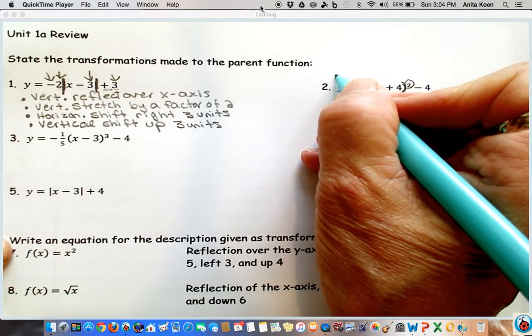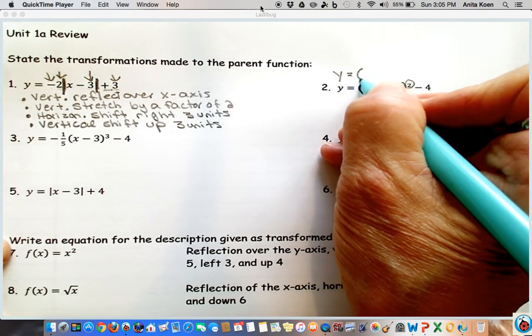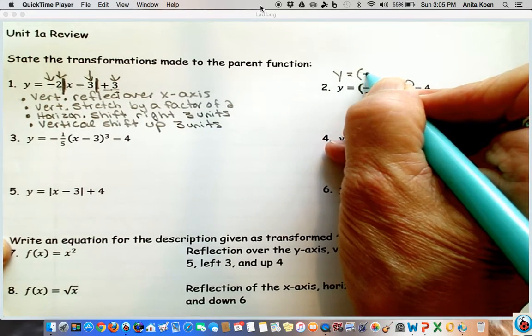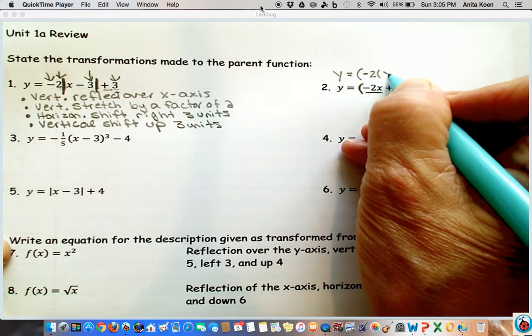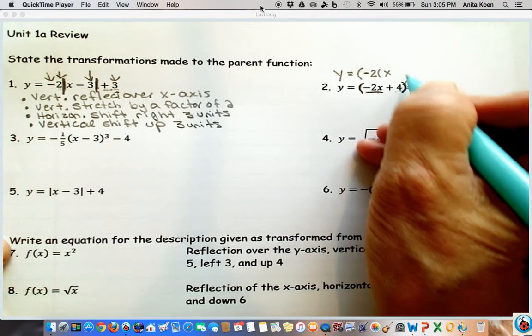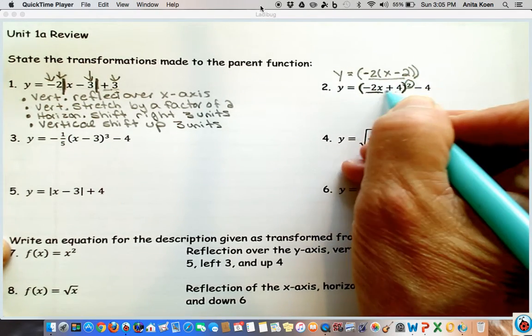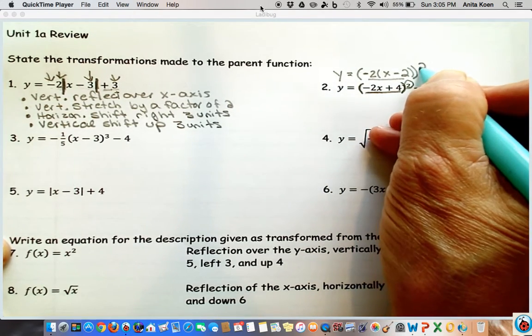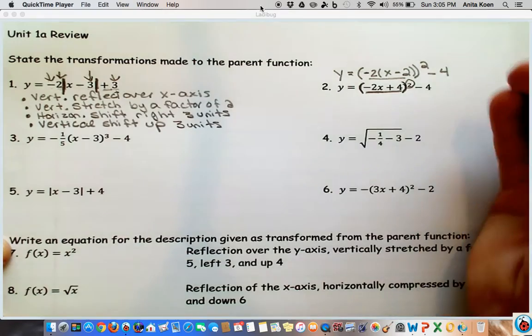So I'm going to come up here and I'm going to factor. I'm going to keep this inside the function. However, I'm going to factor out the negative 2. When I factor out negative 2 here, I get x. When I factor out negative 2 here, I get negative 2. And all of this, just like all of this, is still inside the function. Now I've factored, so now I can write my transformations.